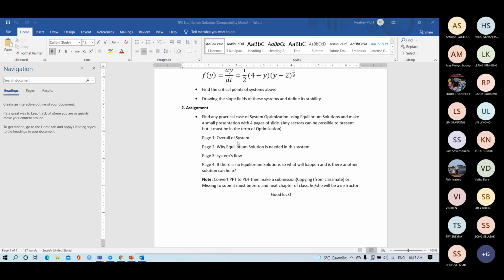And the last one is like a discussion page. If there is no equilibrium solution, what will happen in your system? Is there another solution you can have? If you don't have an equilibrium solution, can any other solution produce the same system as the equilibrium solution?